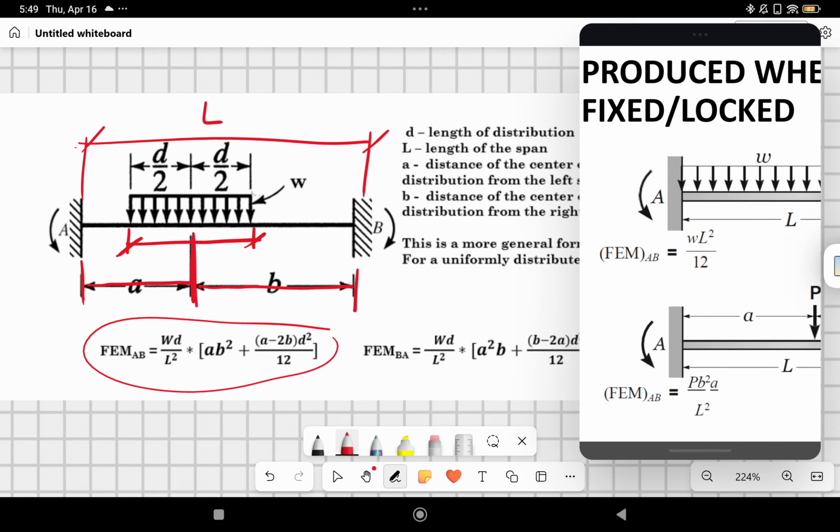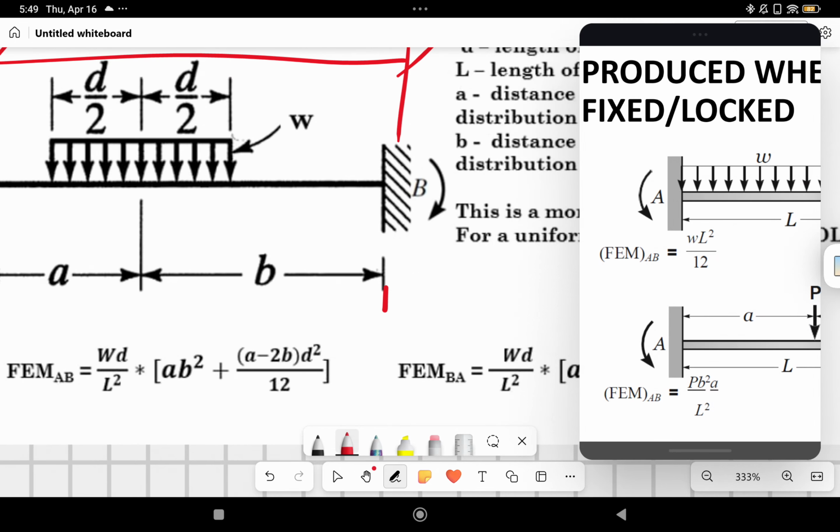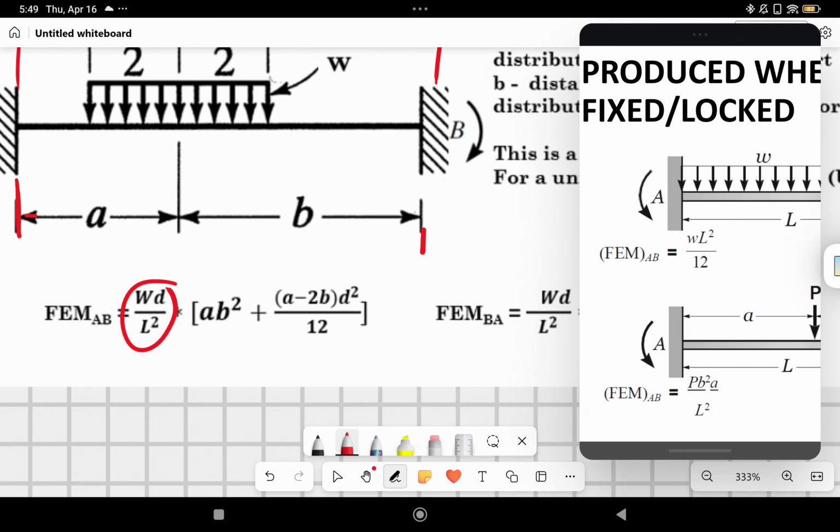Okay? So, lagi sa gitna. Kasi, di ba kapag kinukuha natin yung area ng distribution, we assign it a value na yung equivalent concentrated force niya will occur at the center or at the centroid of the distribution. Okay, so yan yung formula. Madali lang tandaan din to. That's WD over L squared. Lagi, nandyan yan. Times the quantity AB squared plus the quantity of A minus 2B times D squared over 12.